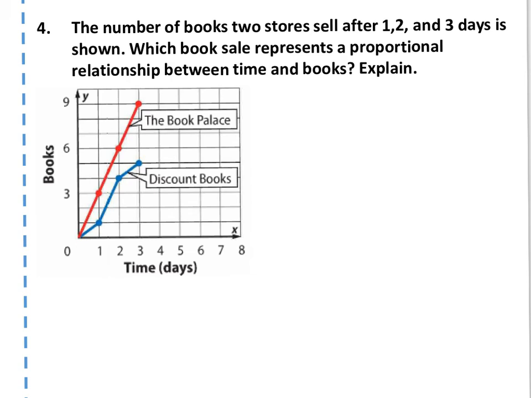Now in this last question, the number of books 2 stores sell after 1, 2, and 3 days is shown. Which book sale represents a proportional relationship between time and books? Explain. So looking at the 2 lines, you need to determine which one is proportional. Make sure you give as much detail as possible why it is proportional and using mathematical reasoning.